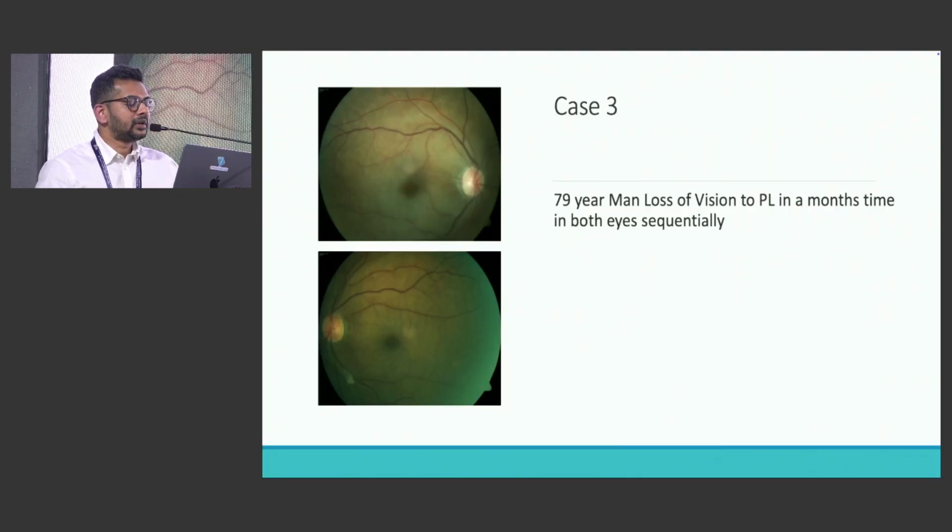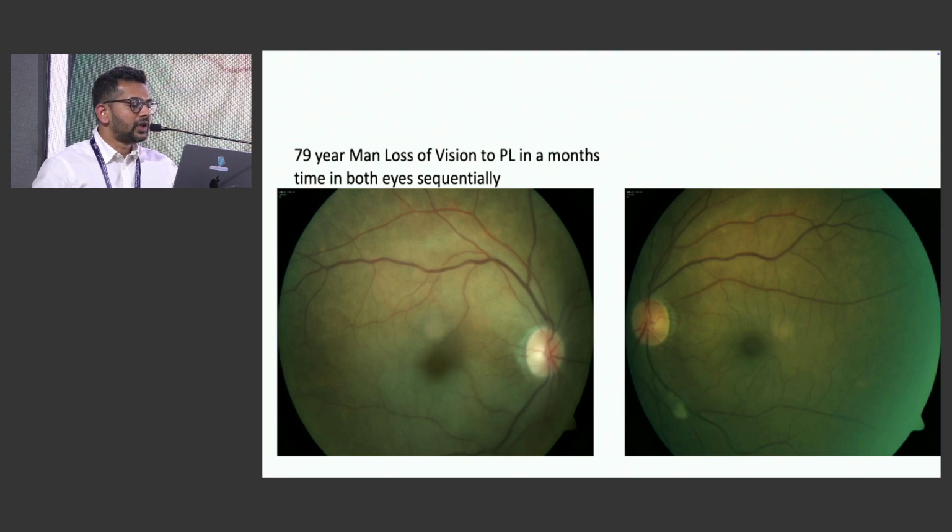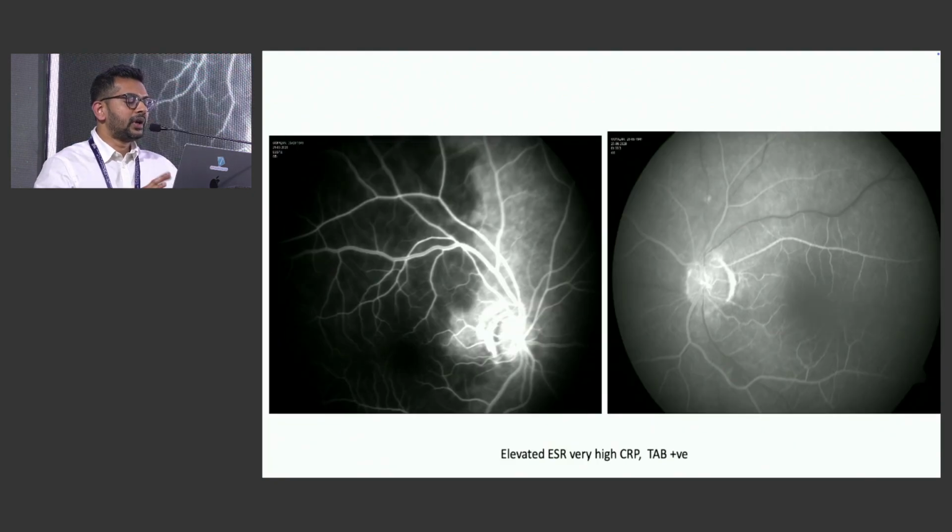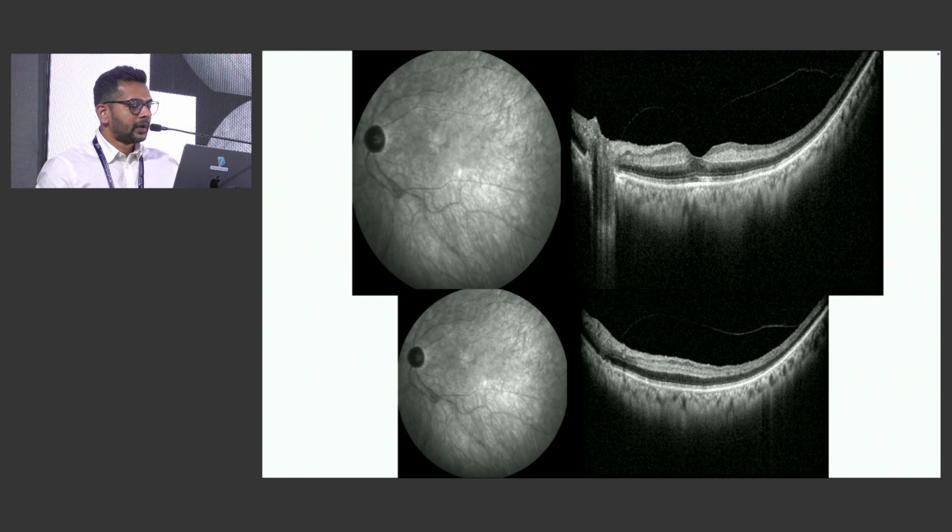This is another patient who came with vision loss to PL in a month's time, left eye followed by the right eye, and both eyes showed features of central retinal artery occlusion. On FFA, it showed features of CRAO along with an area of choroidal filling defect suggestive of posterior ciliary artery occlusion, and workup showed GCA. So I just want to highlight that GCA can produce blurring of vision in the fellow eye in a matter of a few days. So we have to start the treatment aggressively to prevent blindness.